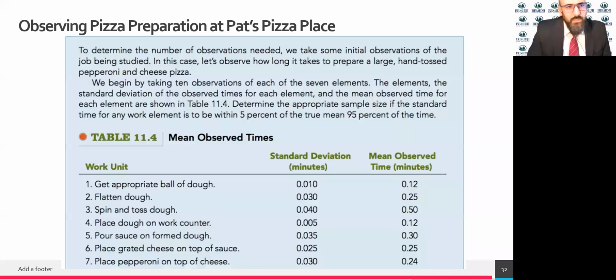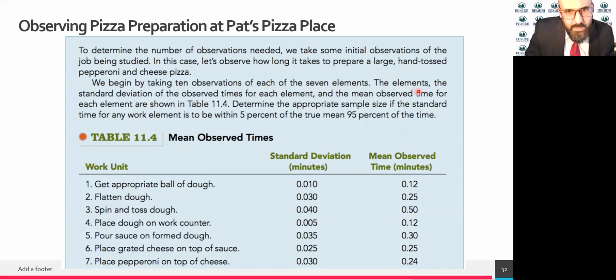All right, now let's take a look at another example, observing pizza preparation at a pizza place, Pat's Pizza Place. To determine the number of observations needed, we take some initial observations of the job being studied. In this case, let's observe how long it takes to prepare a large hand-tossed pepperoni and cheese pizza. We began by taking 10 observations of each of the 7 elements.